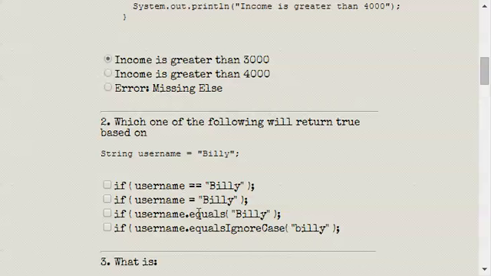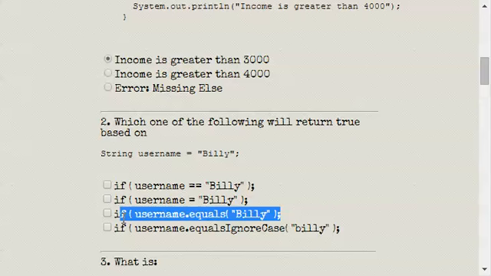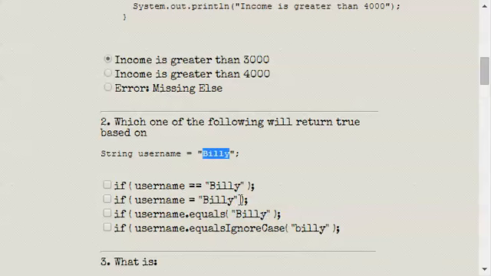If username dot equals, okay, so now we're using a method, equals in quotation marks Billy, so this will come back true. The equals method will come back true or false, and since this is spelled exactly like what we've got it set to, that will come back as true, and so that is one of the possible answers. If we look at the next one, username dot equals ignore case, Billy, and then the Billy is lowercase, this will also return true. So if we want to evaluate strings and we're not concerned about their case, then we will do an equals ignore case. So both of these will come back true.